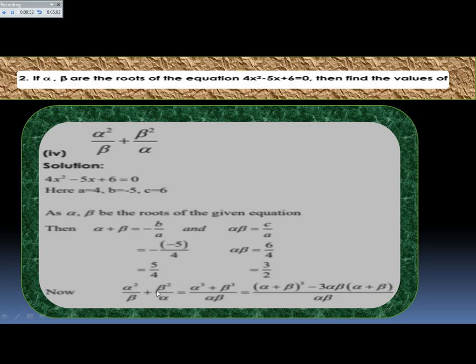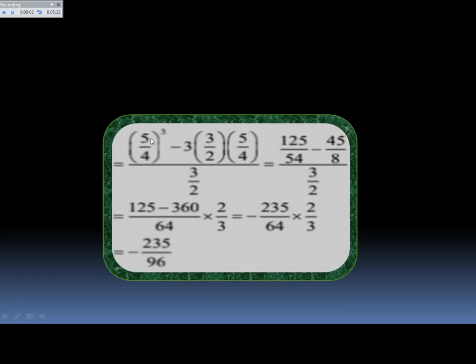Alpha square upon beta plus beta square upon alpha, taking LCM, gives alpha cube plus beta cube upon alpha beta. The formula of alpha cube plus beta cube is alpha plus beta whole cube minus 3 alpha beta times alpha plus beta, upon alpha beta. Putting the values in the equation, alpha plus beta is 5 by 4, minus 3, alpha beta value is 3 by 2, and alpha plus beta 5 by 4, and alpha beta is 3 by 2.